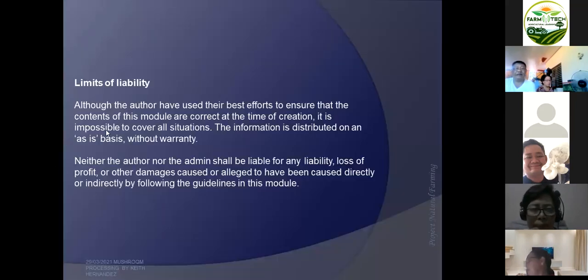Okay? Now, as again, as a clarification, I would be stating and putting it here, my limits of liability. Although the author, which is me, have used their best effort to ensure that the content of this module are correct at the time of creation, it is impossible to cover all situations. And the information is distributed as is basis without warranty. Neither me, the author, nor the administration of FarmTech shall be liable for any liability loss or profit or other damages caused or alleged to have been caused directly or indirectly by following the guidelines in this module.